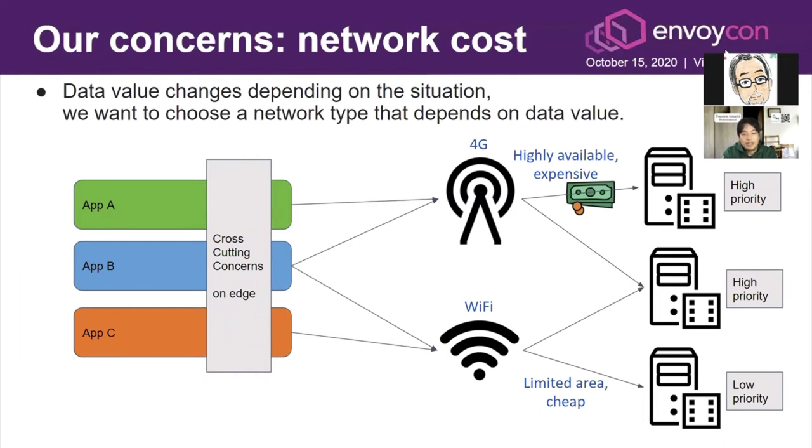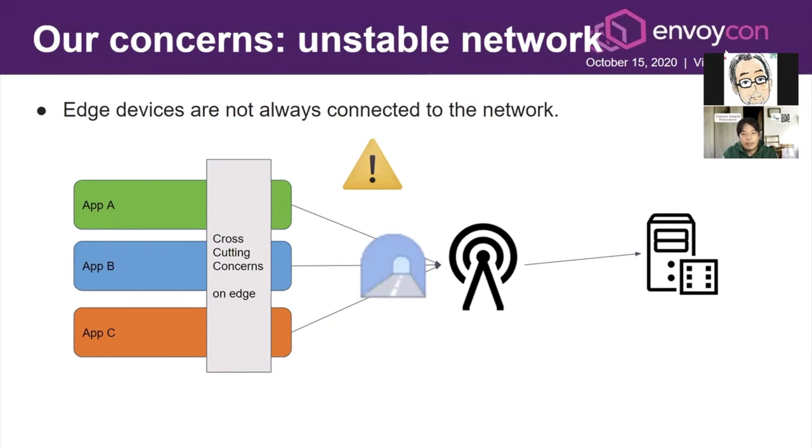And data value changes depending on the situation. We want to change data and network combinations dynamically. Next, our second concern is unstable networks. Edge devices are not always connected to the network. For example, some tunnels do not have network connections, and some places do not have mobile service coverage. Without Envoy, each application would need to implement a backup solution to these problems.